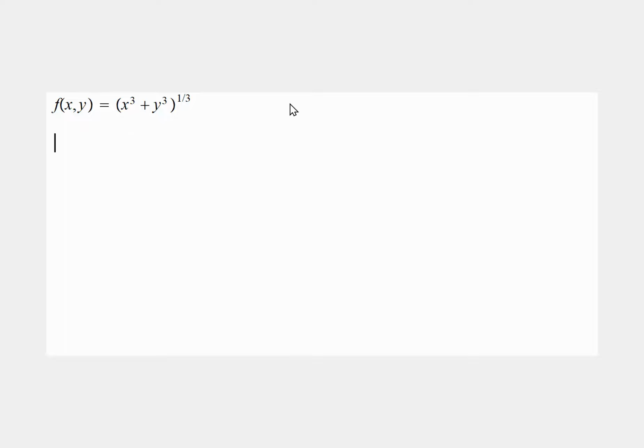So let's look at just this function, the function that I have written here, and what its partial derivative with respect to x will be. What we are going to do is use the common differentiation rule, treating y as a constant. So when we do that, what do we get? We have x cubed plus a constant, to the power 1/3.